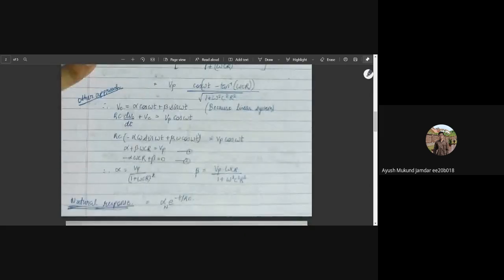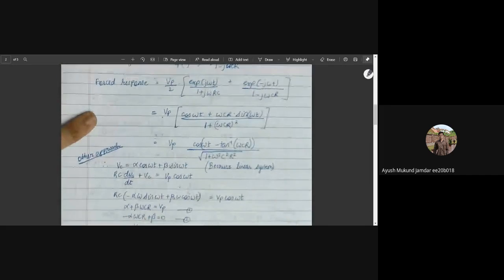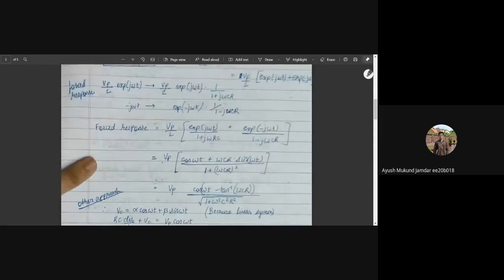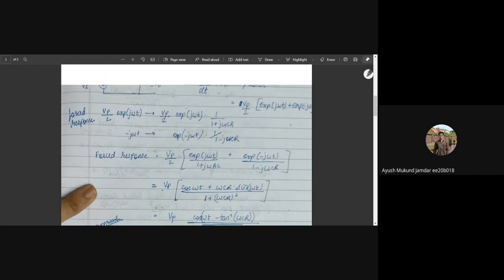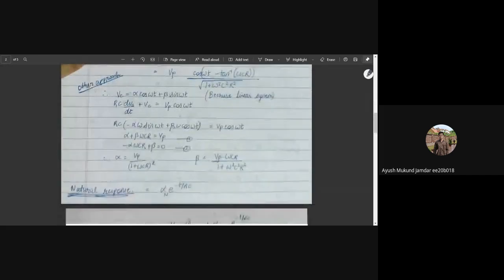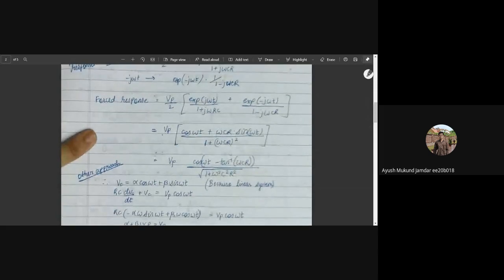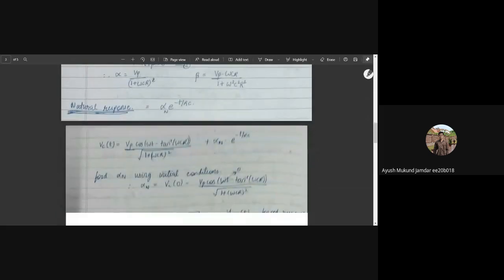So this was another matter. Now, the natural response as well. The natural response will be some constant alpha n times exponential minus t by RC. Adding the constant alpha n to the equation, we get the total solution. Reminding once again that the transfer function and all that was for the steady state response, that is the forced response. We had left the natural response part, so adding that again, we get the complete solution.